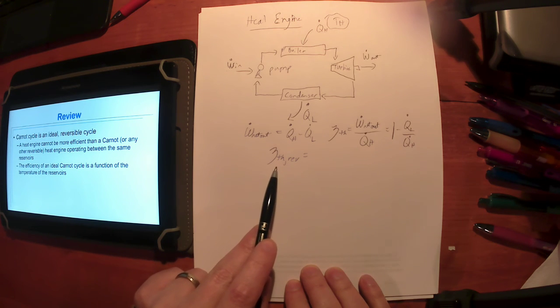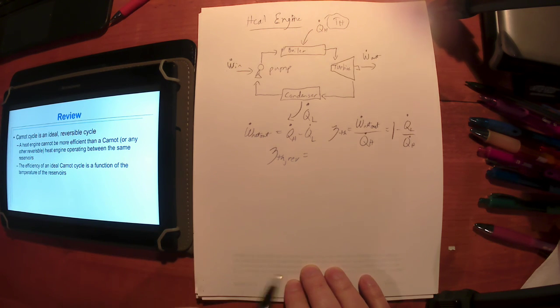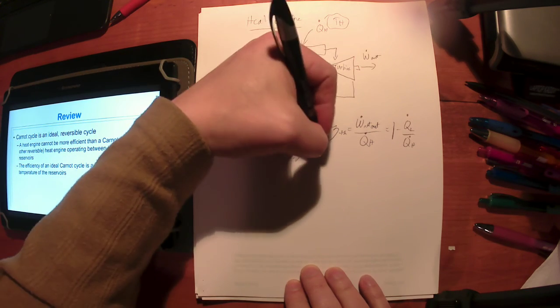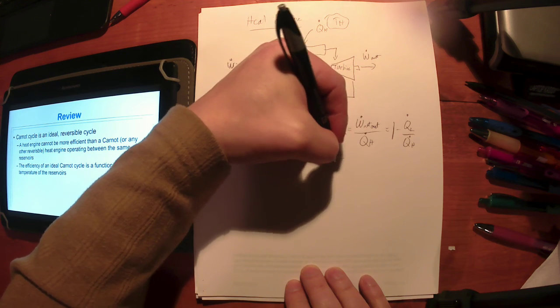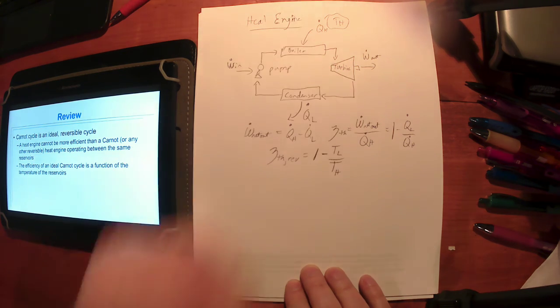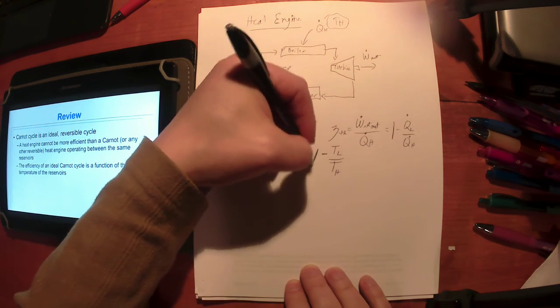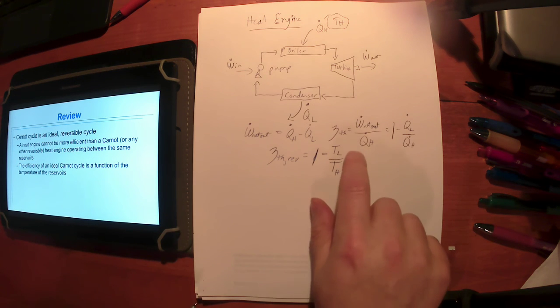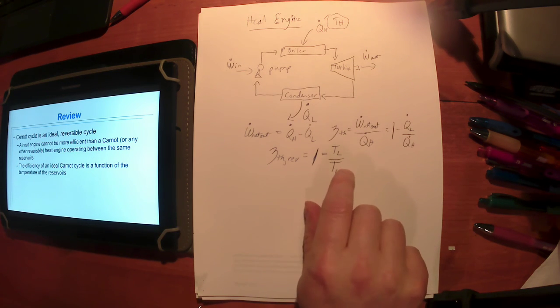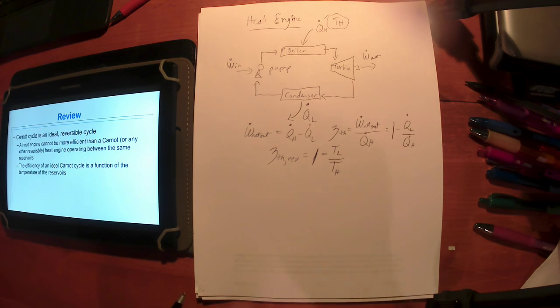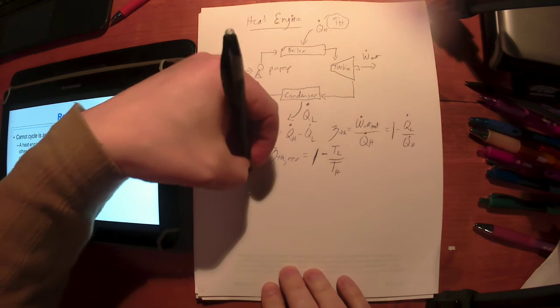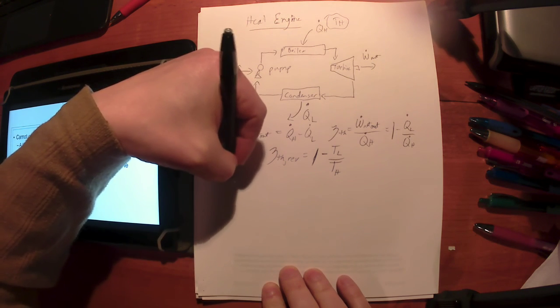A Carnot is a reversible cycle. Any other reversible cycle is fine. So the maximum efficiency occurs when I have a reversible cycle, and that is 1 minus the ratio of the low temperature to the high temperature. These are the only things that control the maximum efficiency of this device.